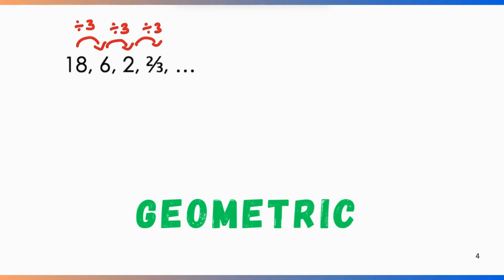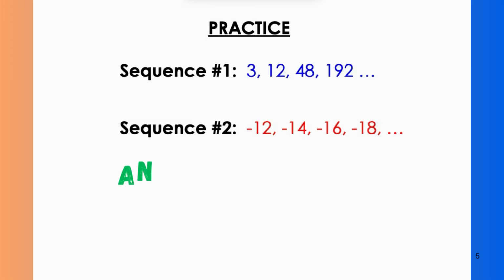Now, when we write the common ratio, because we said before the common ratio is the number that we're multiplying by, we're going to write it as 1/3, because dividing by 3 is the same thing as multiplying by 1/3. So I can look at this as 18 times 1/3. That gets me 6. 6 times 1/3 gets me 2. So my common ratio here is 1/3.